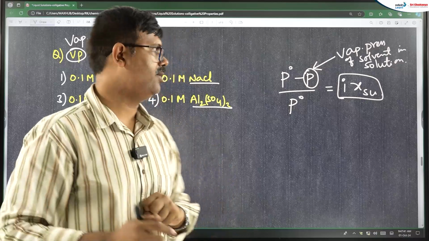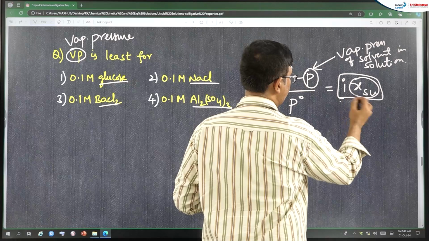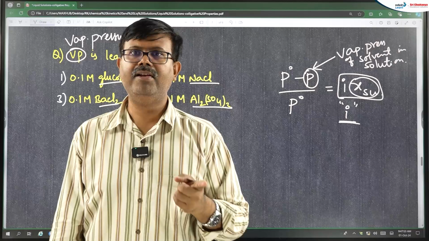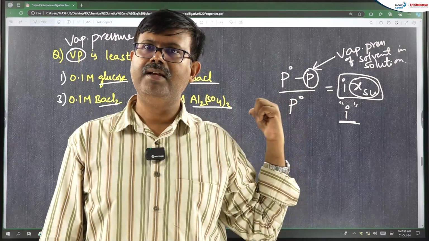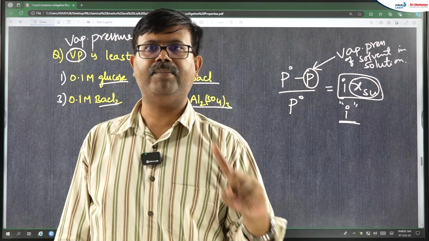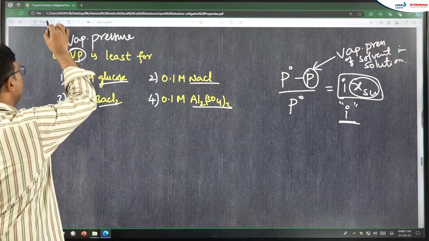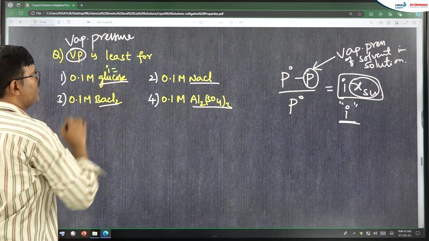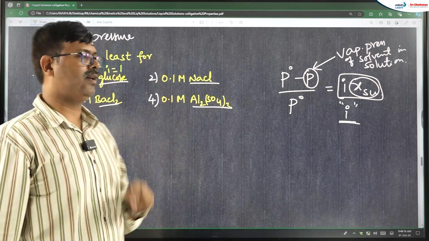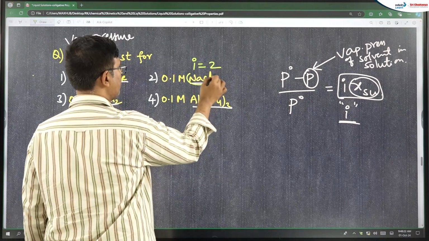So if mole fraction value is same, then I would check only the i value instead of i into X. If i value is maximum, automatically vapor pressure will be minimum because of the minus sign in front of the vapor pressure term. Now, glucose. What is the Van't-Hoff factor? We know glucose, urea, sucrose, they don't dissociate or associate. Van't-Hoff factor is 1. NaCl, Van't-Hoff factor is 2 because it contains 2 ions.